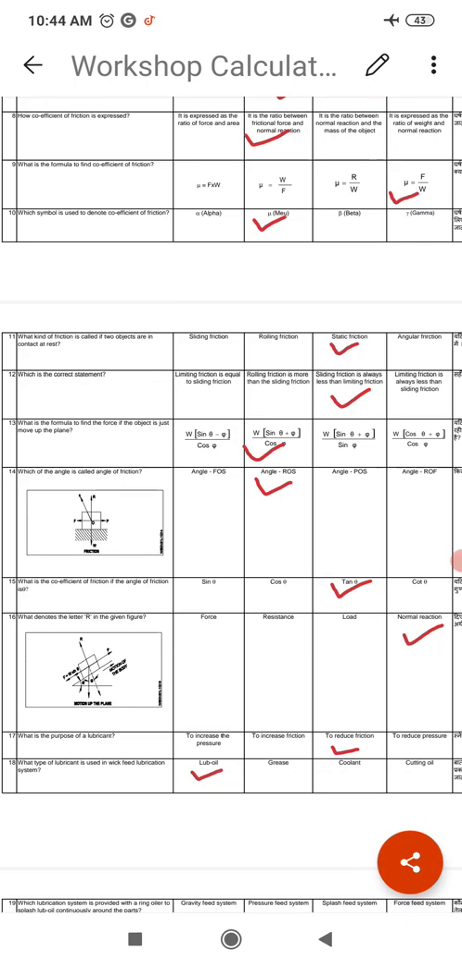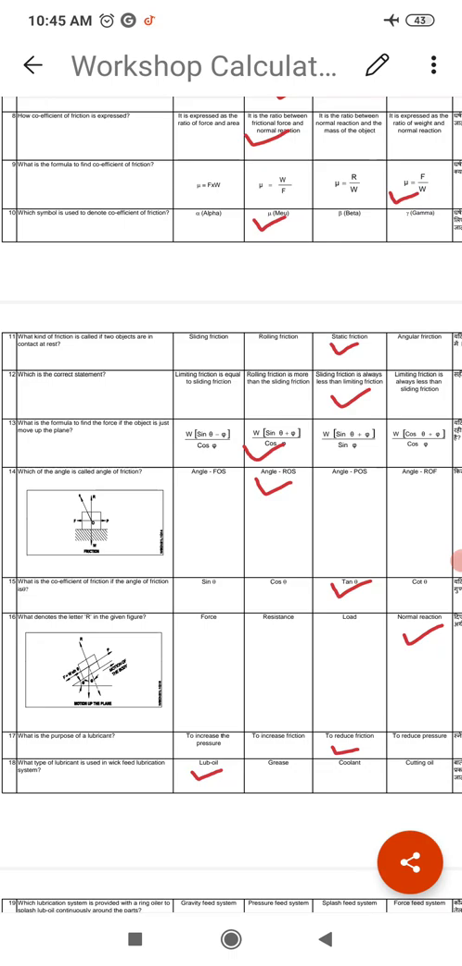Next question, what is the correct statement? Its answer is option C, sliding friction is always less than limiting friction. Next, what is the formula to find the force if the object is just about to move up the plane?